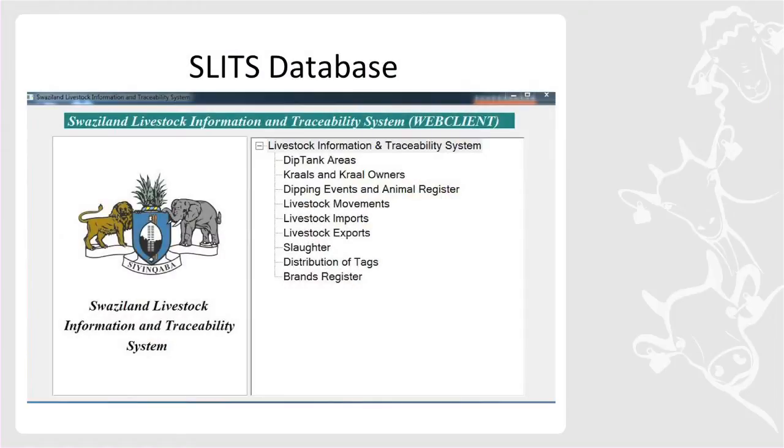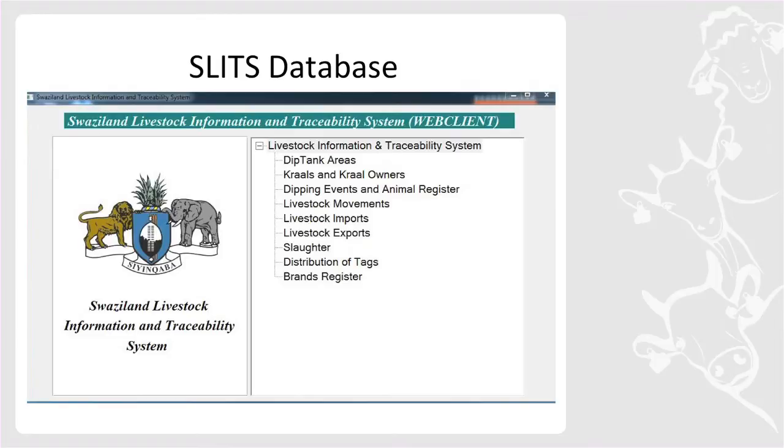We have the registration of the diptank areas. We also have a module for the registration of the kraul owners. We have the module for registering the animals. This is where you also register the laboratory tests which are done to that particular animal, its deaths, and so on and so forth. And then we have the dipping events. They go to the diptank, they dip on such a certain day. It was present, it was absent.